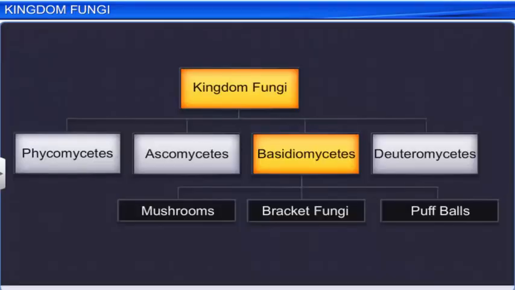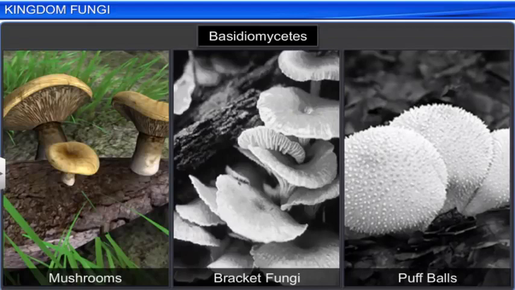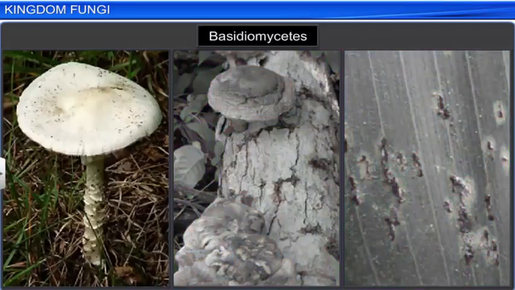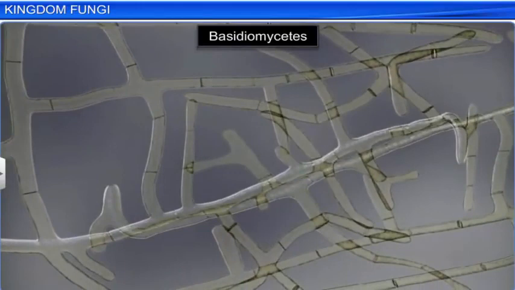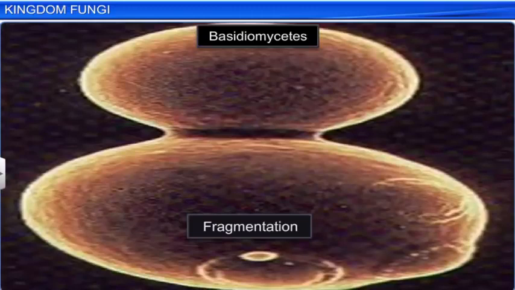Some common examples of basidiomycetes are mushrooms, bracket fungi, and puffballs. They grow in soil, on logs, and inside plant bodies as parasites such as rust and smut. Like Ascomycetes, basidiomycetes too have branched and septate mycelium. Vegetative reproduction by fragmentation is a common form of reproduction among basidiomycetes.